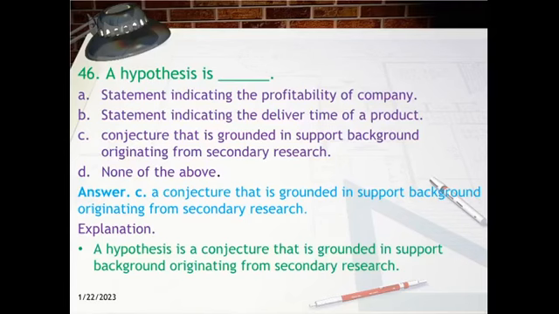46. A hypothesis is: a statement indicating the profitability of a company; a statement indicating the delivery time of a product; a conjecture that is grounded in supporting background originating from secondary research; none of the above. Answer: C. A conjecture that is grounded in supporting background originating from secondary research. Explanation: A hypothesis is a conjecture that is grounded in supporting background originating from secondary research.